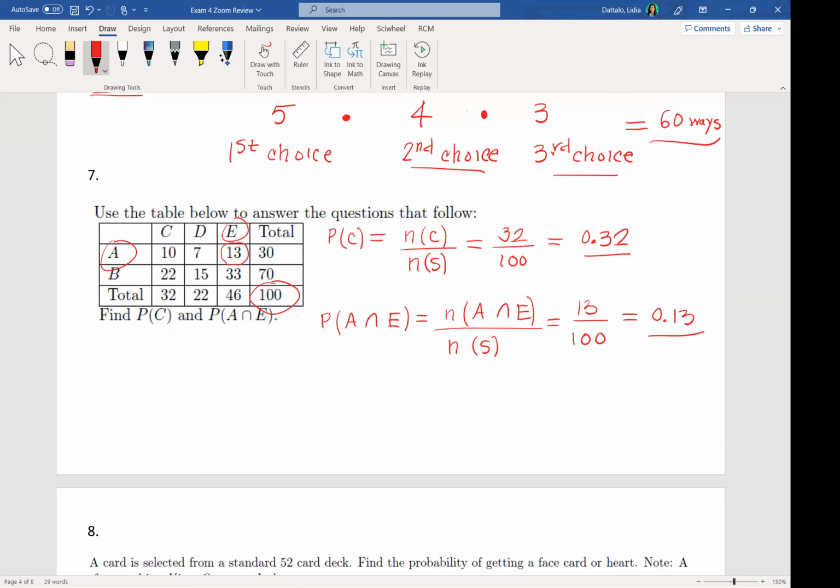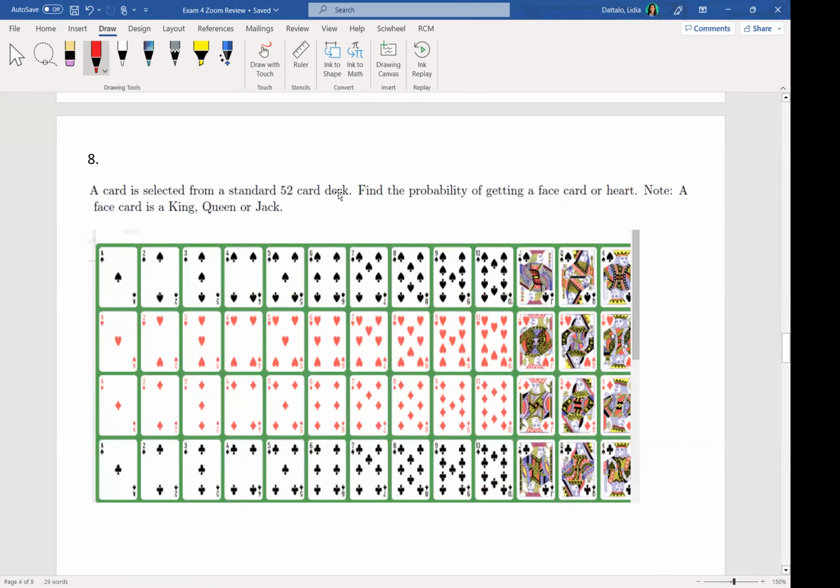All right. Let me go to the next problem, number 8. Okay. It says a card. I put this card deck here just so that it gives us a visual of what we're looking at. A card is selected from a standard 52 card deck, which is showing here. Find the probability of getting a face card or heart. And a face card, of course, is a king, queen, or jack, meaning 1, 2, 3, 4, 5, 6, 7, 8, 9, 10, 11, 12 of these.